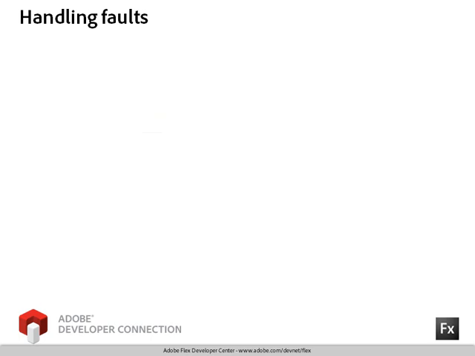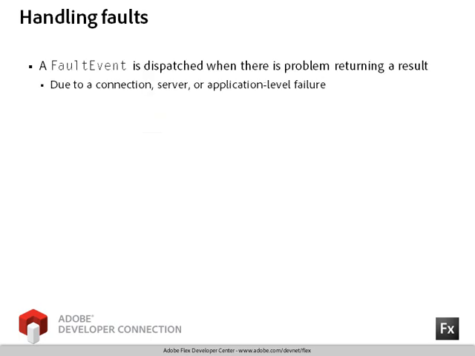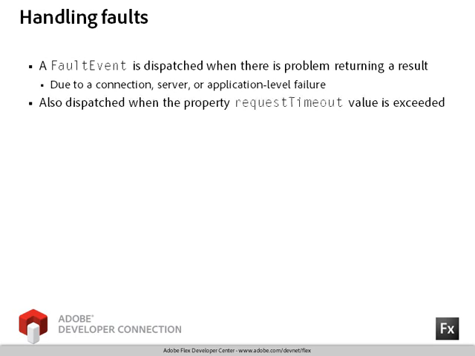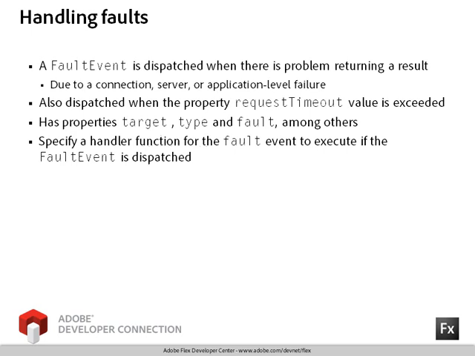Handling faults for the RemoteObject component is very similar to handling results. A fault event will dispatch when there are problems retrieving data from a service. A fault event will also dispatch when the request timeout property is exceeded. The fault event also dispatches an event object, so you will have access to properties like target, type, fault, and others. As when handling a result event, you will define an event listener function and pass the event object to it.